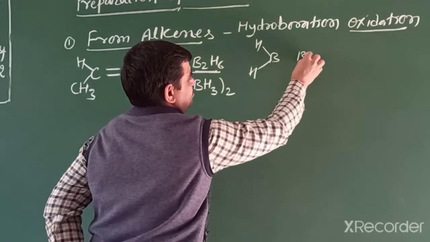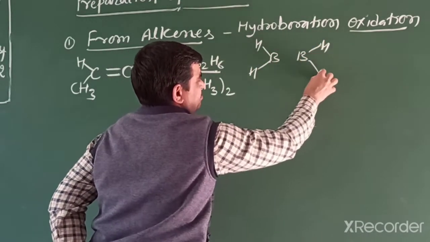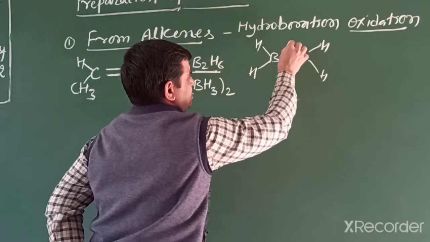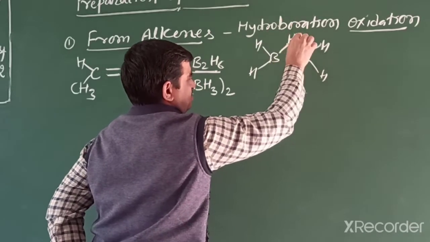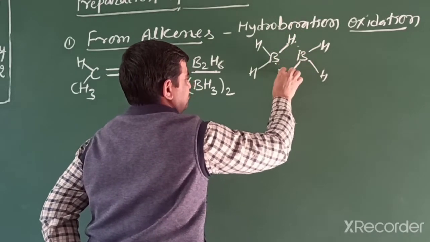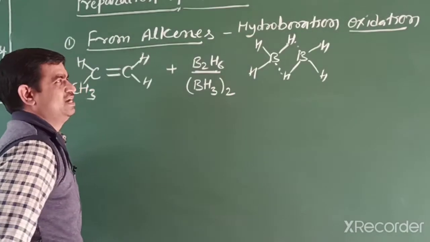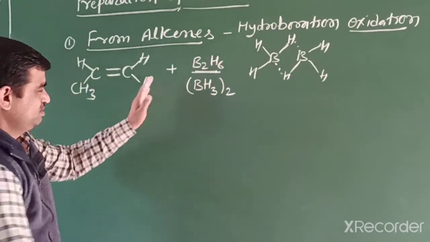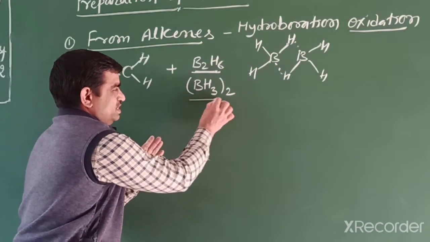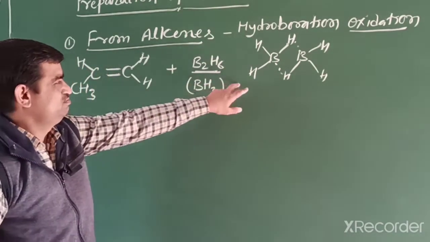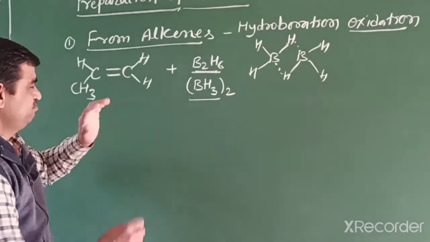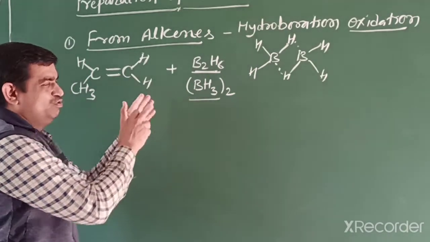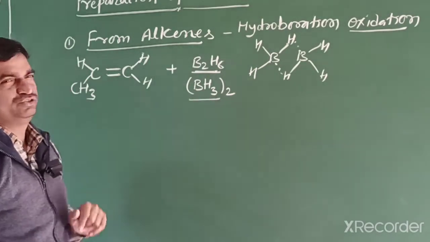Diborane structure, electron deficient center. This is diborane and it dissociates, so this can easily be written as BH3. So in this BH3 addition, we want one carbon at boron and the other we want hydrogen.